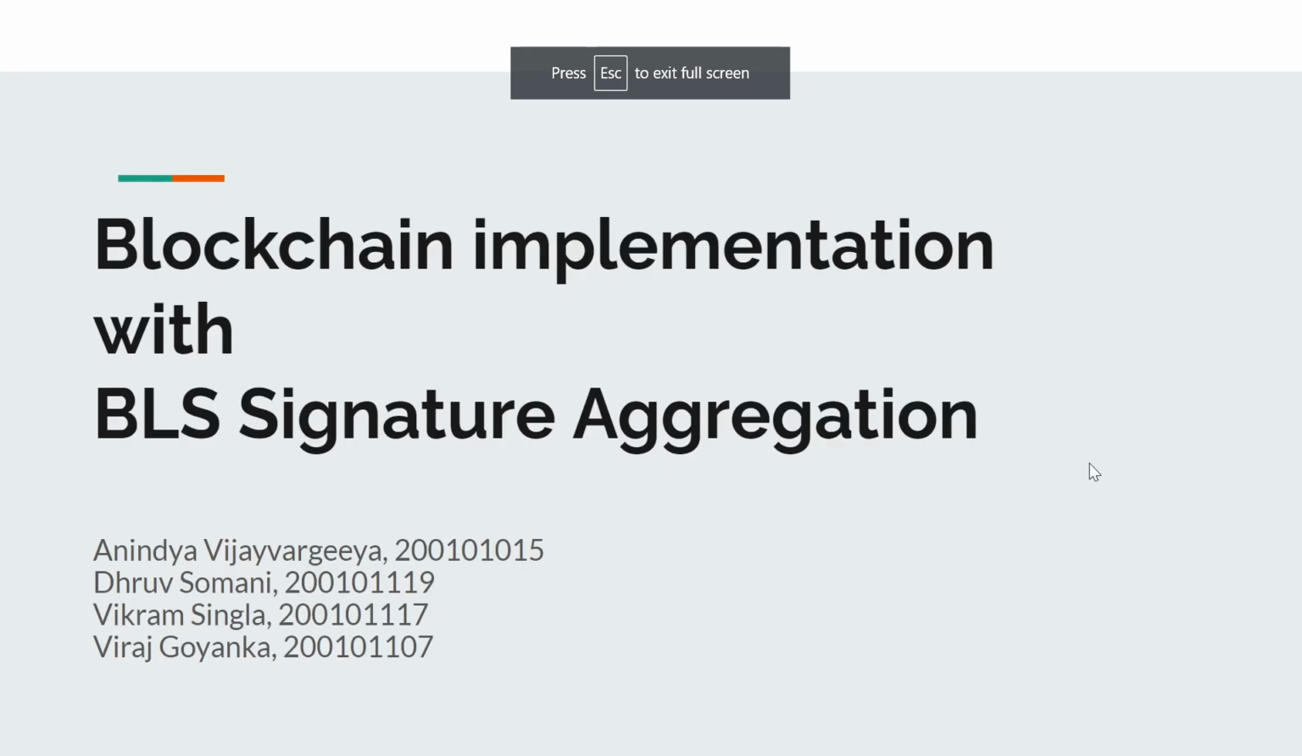So hello everyone, this is our project: blockchain implementation with BLS signature aggregation. What we basically did is that we took an existing blockchain implementation which implements a quite simple version of blockchain, and we added signature aggregation with BLS on top of it.